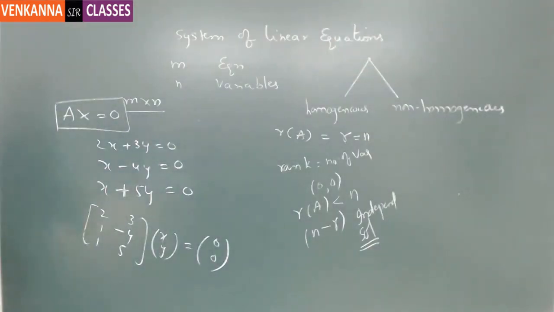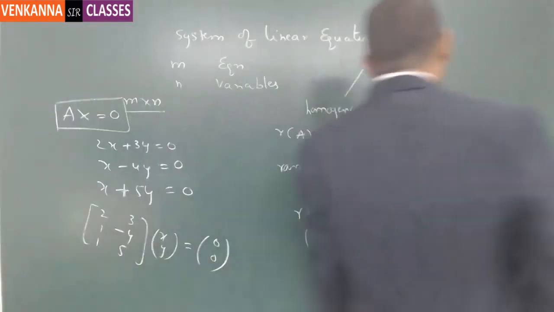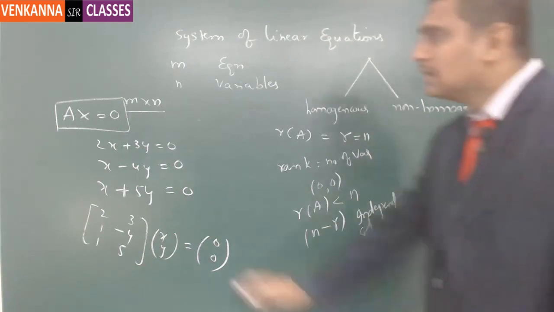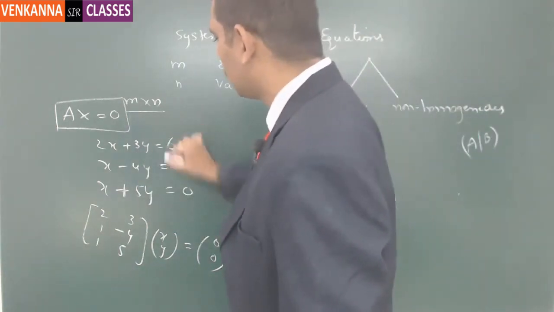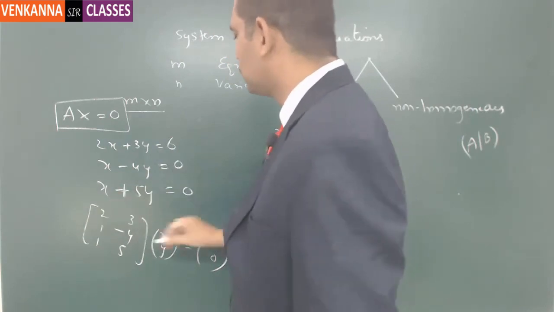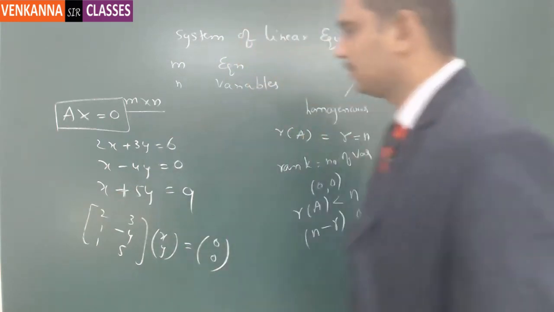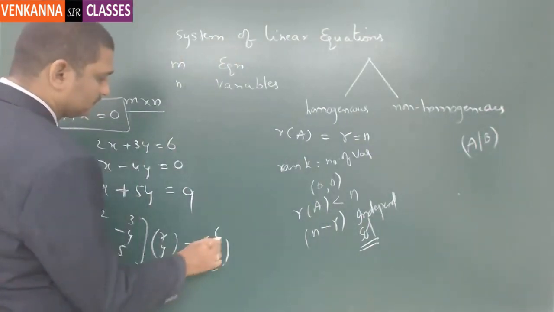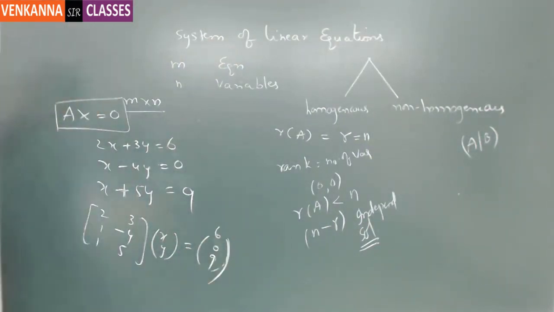Right. So coming to the non-homogeneous part, we consider the augmented matrix A by B. It means, let us take that the system is given as 2x plus 3y is equal to 6, x minus 4y is equal to 0, x plus 5y is equal to 9. So we will have a system of the form [2, 3, 1, minus 4, 1, 5] of [x, y] equal to [6, 0, 9]. So we call it as the matrix representation AX equal to B.